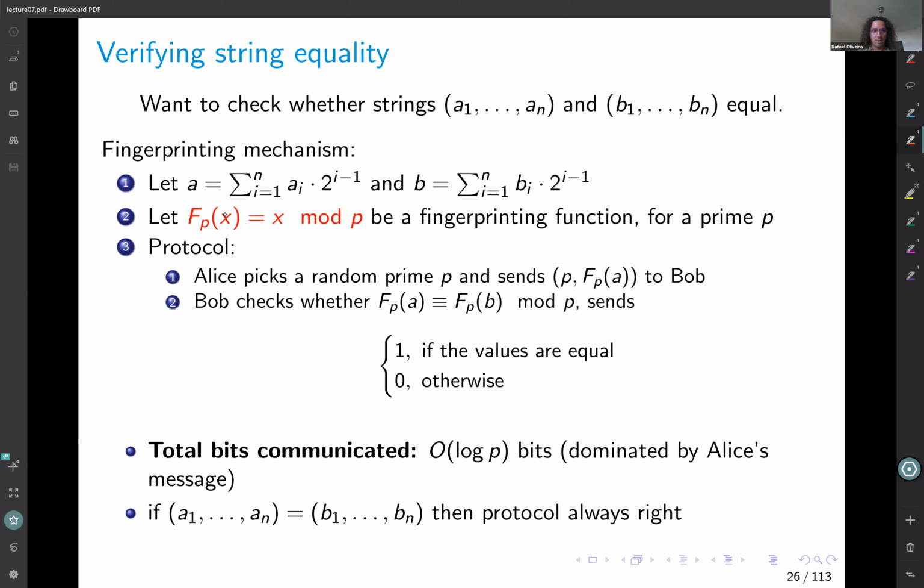The only thing we need to worry about is what happens when the bits are different. Because if this algorithm is almost always wrong, let's say wrong half of the time, we might as well not even communicate a prime. We might just each flip a coin and say whether our databases are the same or not. So we have to show that when the databases are different, then with high probability this protocol will actually output 0. That's what we want to check.